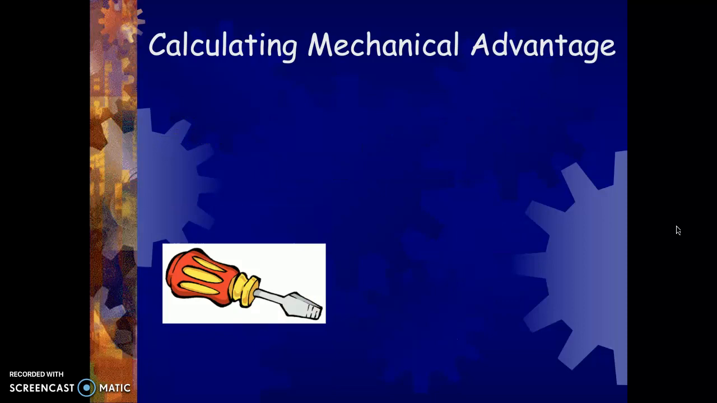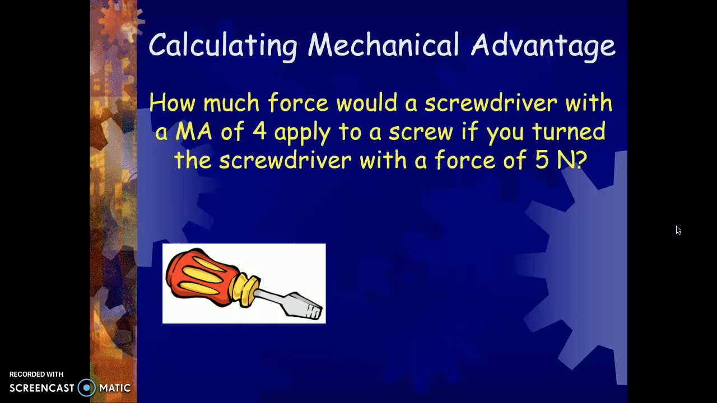Okay, as we move on, we're going to take another angle. In this case, how much force would a screwdriver put out? So in other words, what is the force out if we apply 5 newtons and the screwdriver gives us a mechanical advantage of 4? So we are trying to find the force out. How much force did we apply to the screw?